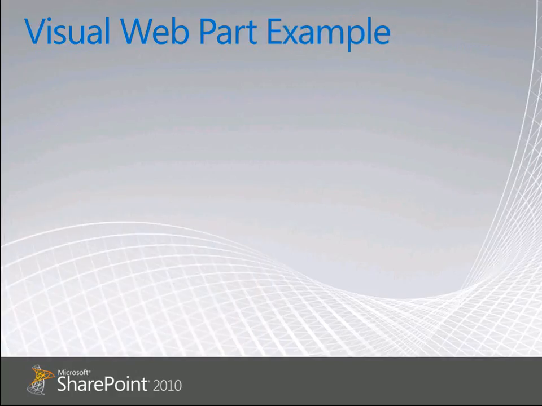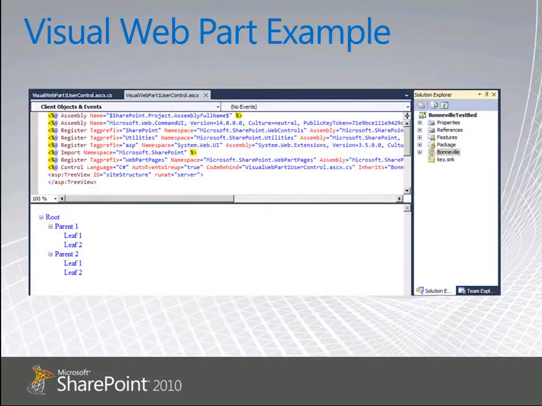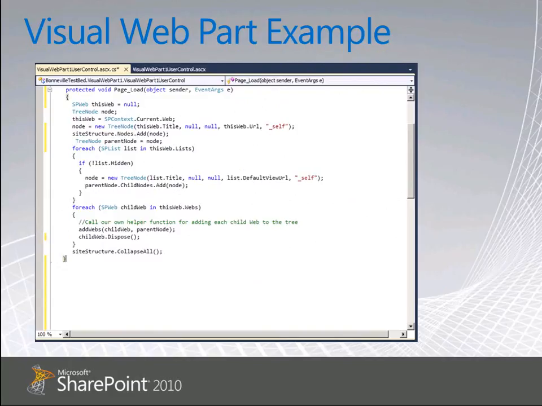What we have is a tree view control that we have simply added to our design surface, and we can see the split view here. We have the design surface at the bottom and the markup at the top. We also have our code behind file, so let's go through that line by line. The first thing we do is instantiate an SPWeb object, so we are going to start interacting with SharePoint, and then we start building the tree nodes.